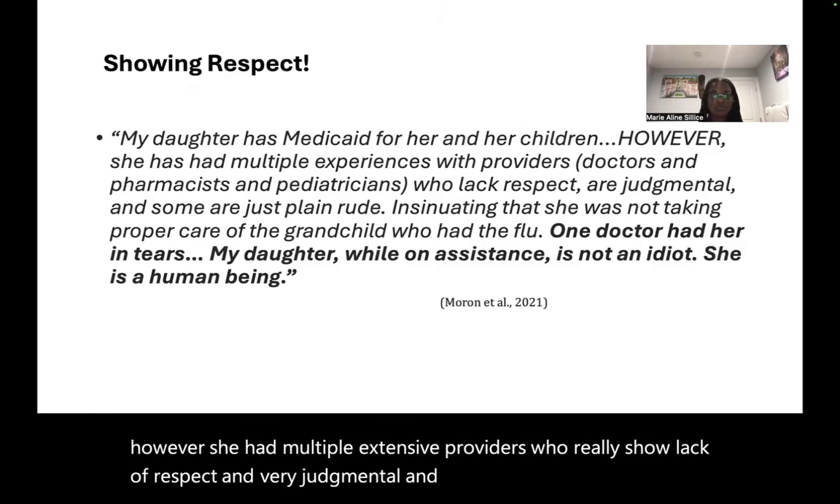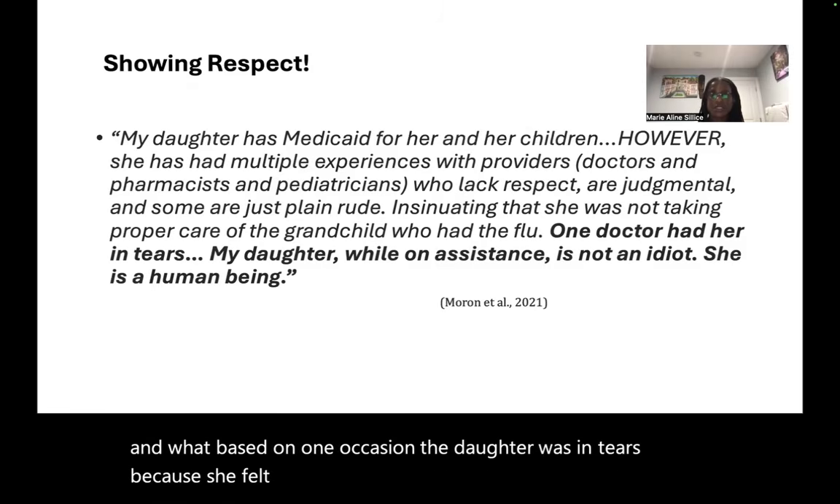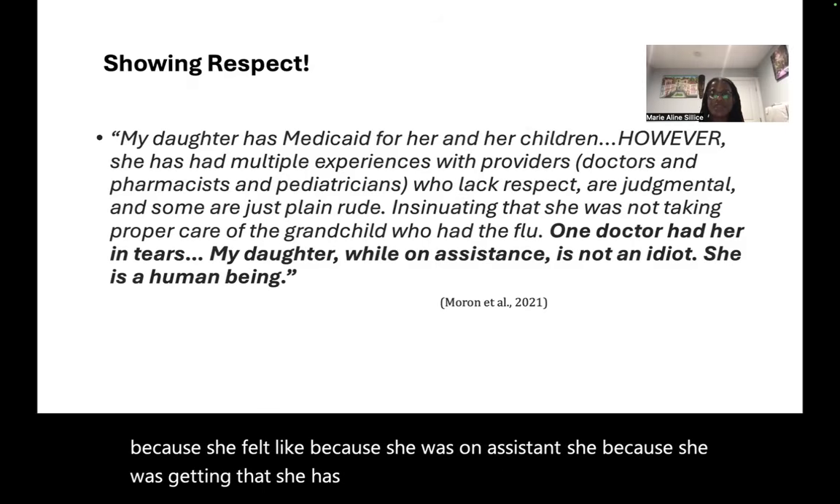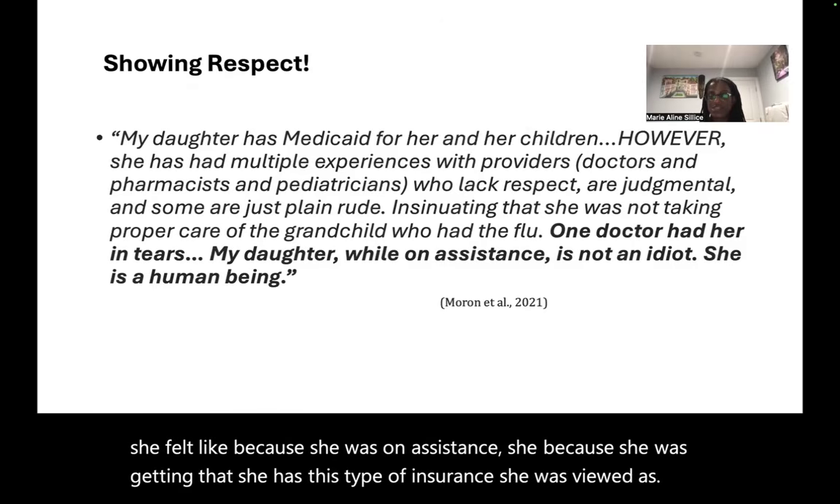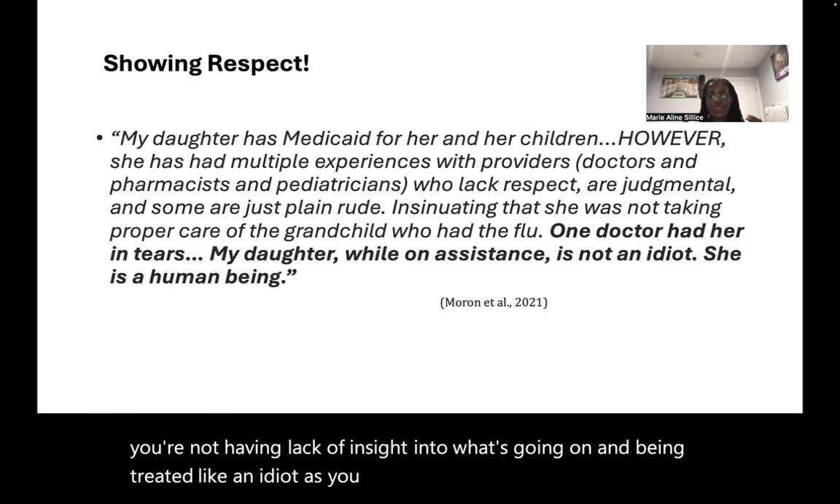And on one occasion, the daughter was in tears because she was on assistance, because she has this type of insurance, she was viewed as having a lack of insight into what's going on and being treated like an idiot, as she mentioned. So there's really bias.